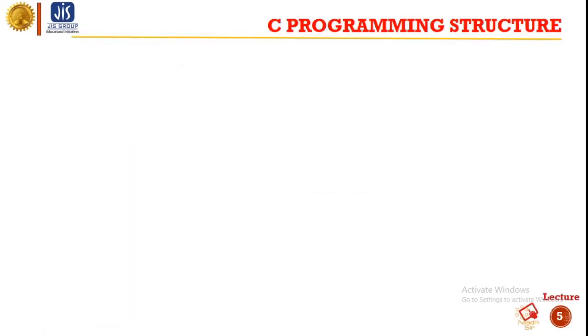So, what is the structure of a C programming language? As we know, the C program is a structure-oriented programming language. A C program has the following forms. Number one is preprocessor commands. At first, these are the C preprocessor commands. They come at the very beginning of the C program, like hash include stdio.h, hash include conio.h. These hash includes are called the preprocessor commands.